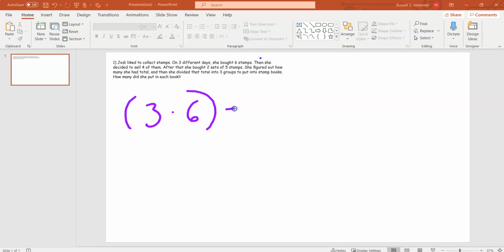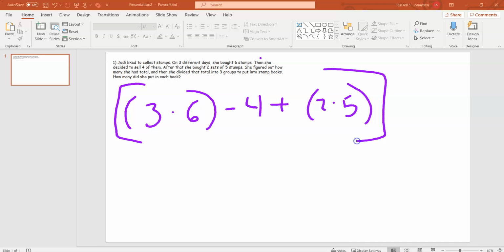She decided to sell 4, so we've got a minus 4. Then, so again, we have a new set of things happening. She bought 2 sets of 5 stamps. So she added to her collection a group of 2 sets of 5 stamps. She figured out how many she had, and then she divided that total into 3 groups. So she took all of this and divided by 3.